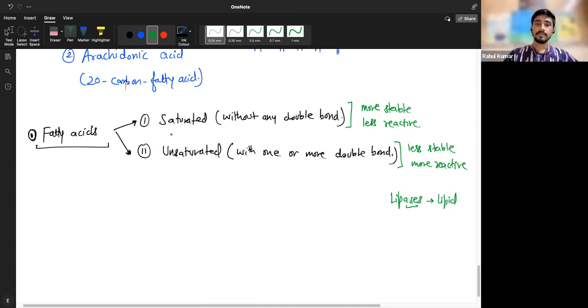So write down. Before I go there, let me ask you one more question. If we eat saturated fatty acids, why are they harmful? Because they are not getting metabolized. So what will happen if they will not get metabolized? What will happen?